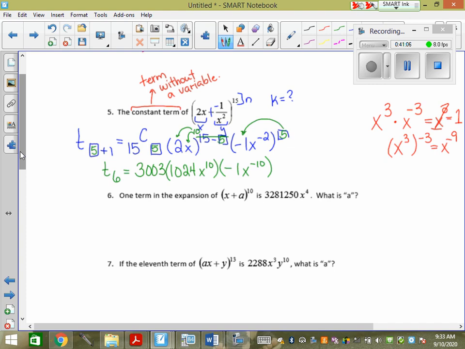What happens to these two? They cancel off, because x to the 10 times x to the -10 is x to the 0, which is actually 1, which means they go away. And so term 6 equals, what's 3003 times 1024 times -1? Negative something large. Negative 3,075,070.